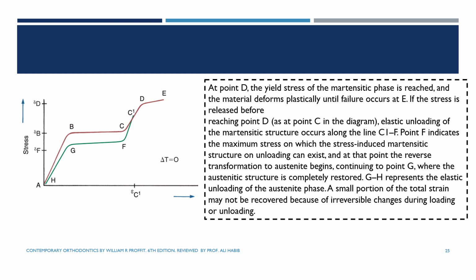And then it will be reduced until it goes to point G, where the austenitic structure is completely restored, and we start to see the austenitic phase. And then it goes down until it reaches the zero level. And you can see here an important feature: there is a small portion of total energy loss that is irreversible during the transition from loading to unloading, which I mentioned, and we call it hysteresis.